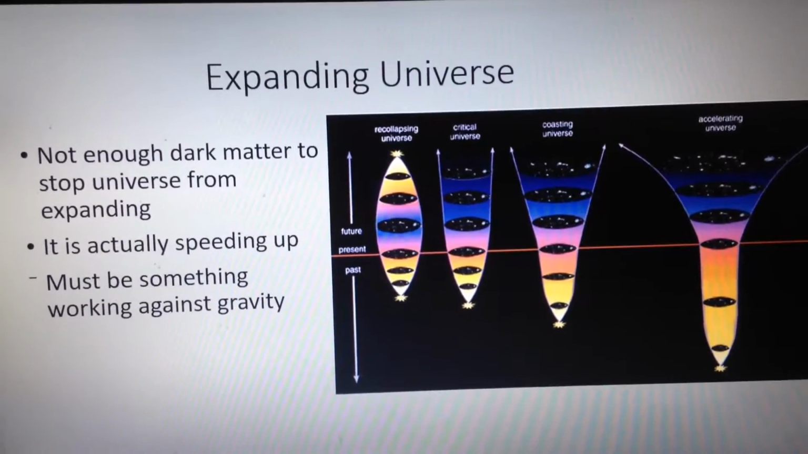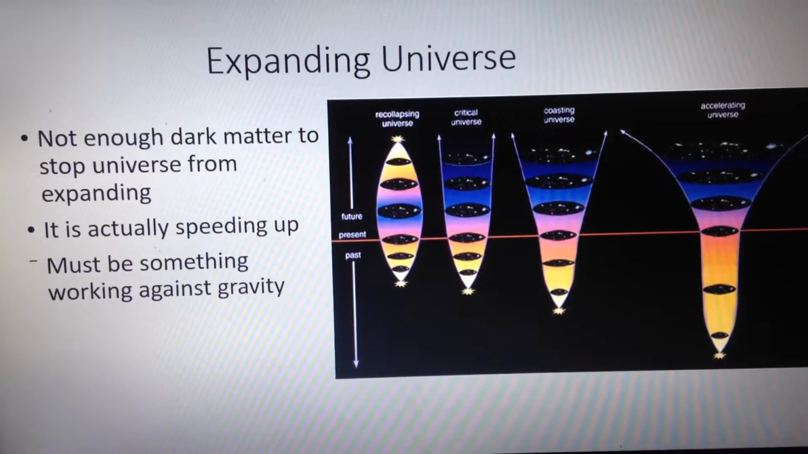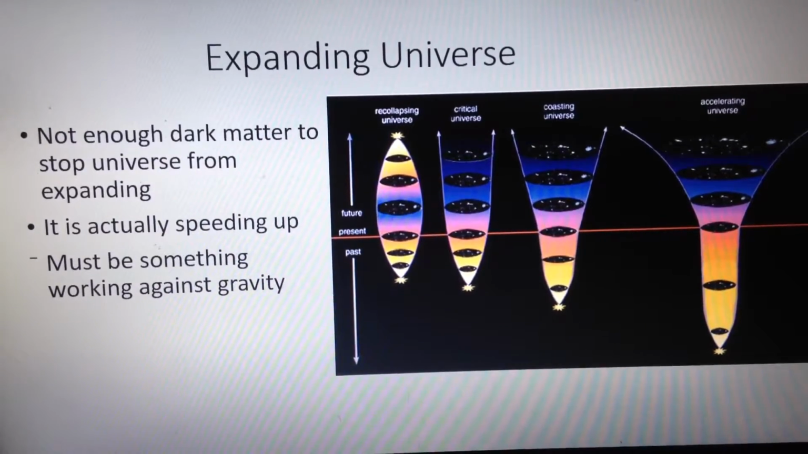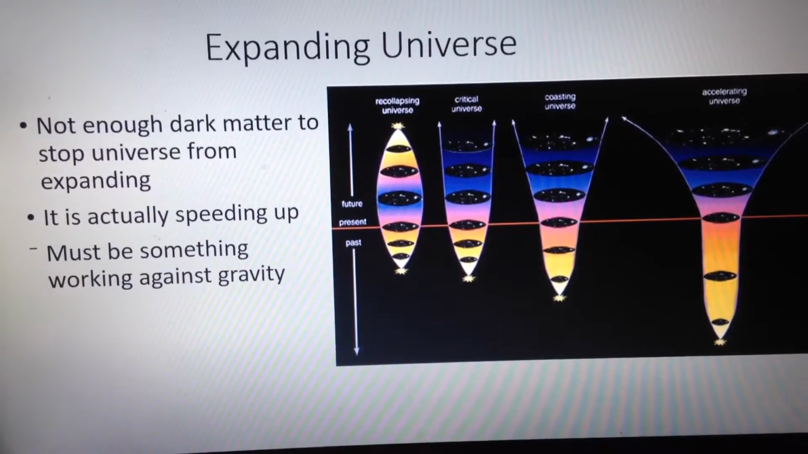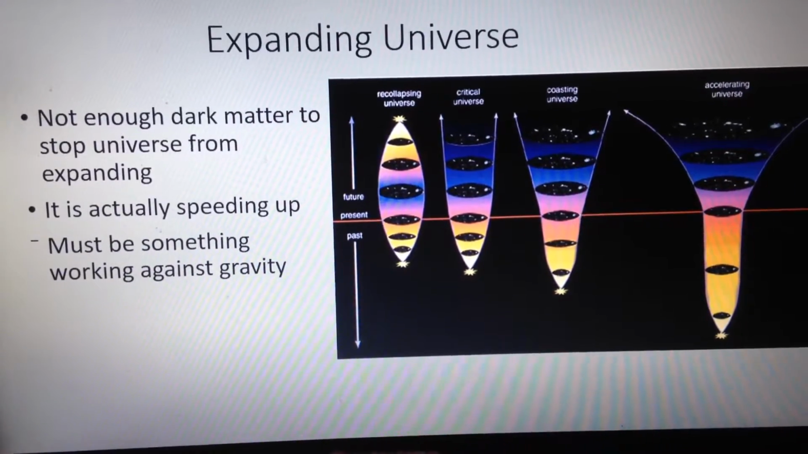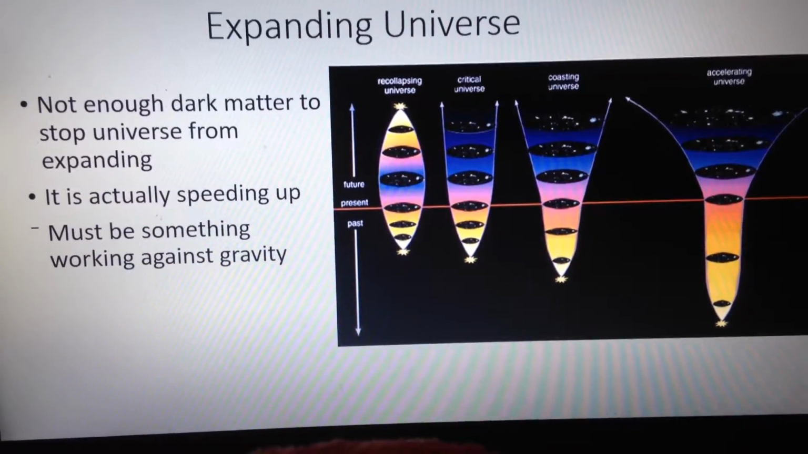Dark matter is the only thing that can stop the universe from expanding. But there is not enough dark matter to stop the universe, and it appears to be speeding up. Since this is happening, there is something working against gravity. This could be dark energy.